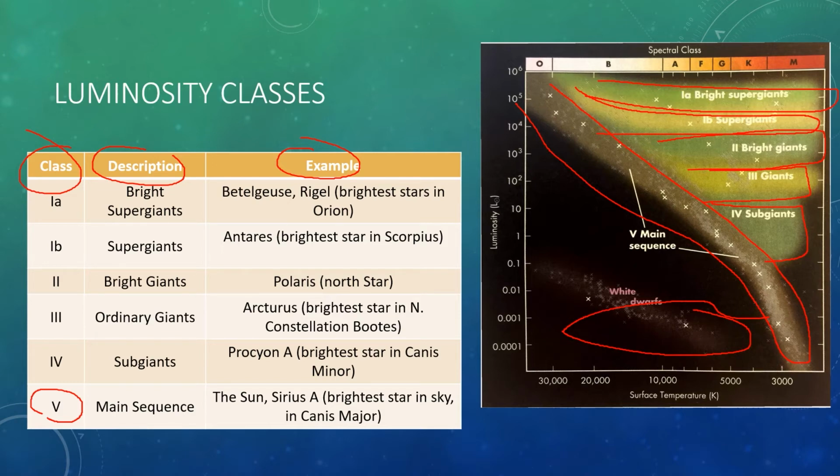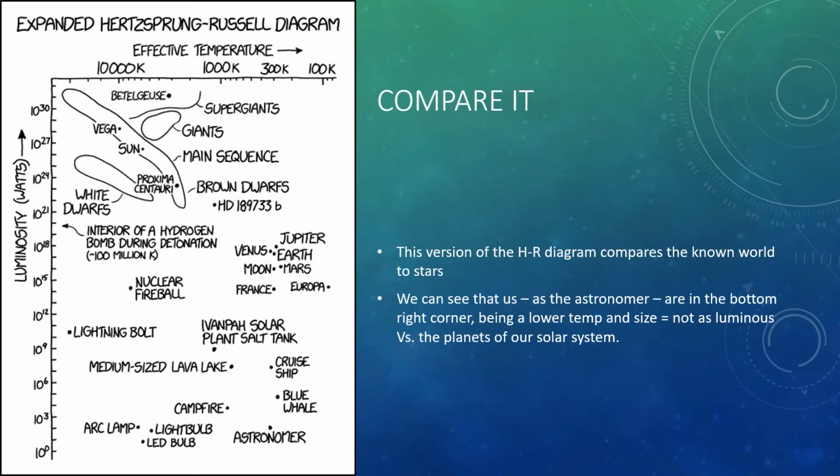I want you to pay attention here with our main sequence. We have some main sequence stars that are super duper hot and therefore very luminous, just as luminous as our bright supergiants, which are much cooler, only about around 10,000 Kelvin. So let's compare it. Let's put this in a little bit of a perspective for us.